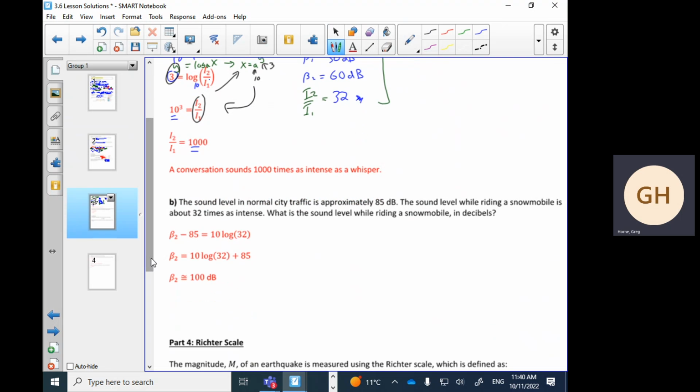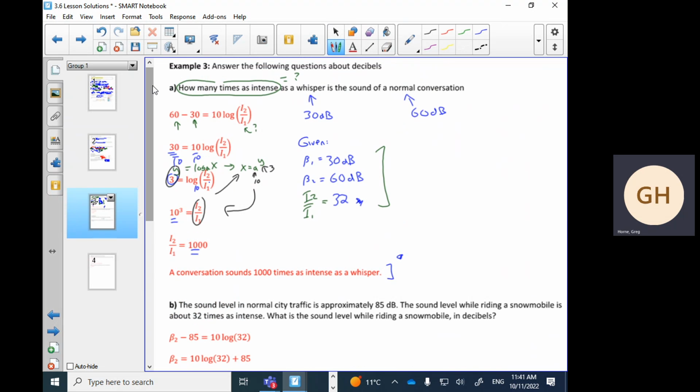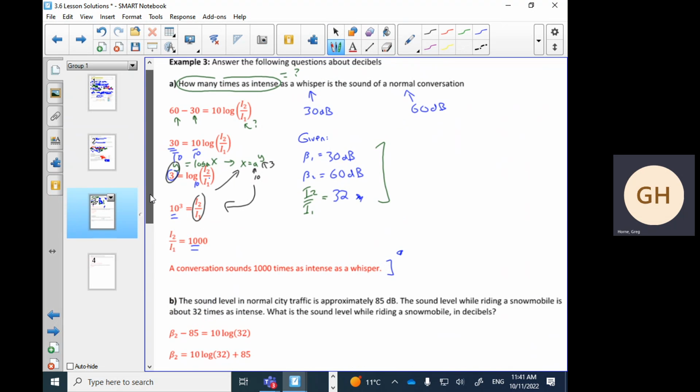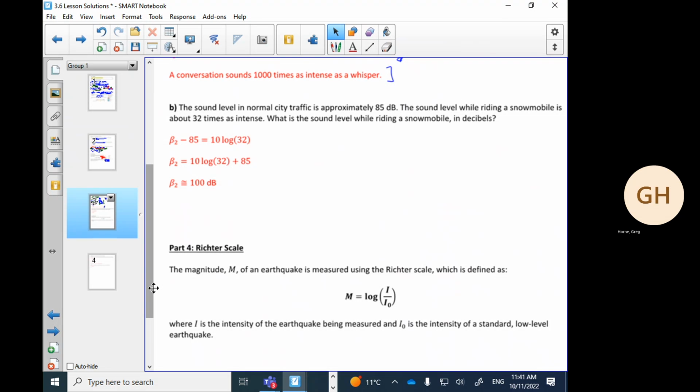That seems odd. Take grade 11 physics and I'll explain the meaning of it. But basically, it's surprising that the amount of energy in a conversation versus a whisper is actually 1,000 times as much, whereas it only seems like it's twice as loud, going from 30 to 60. That's why the logarithmic scale is used. It helps relate how it seems in real life to the actual energy levels. That's the physics aspect of it.